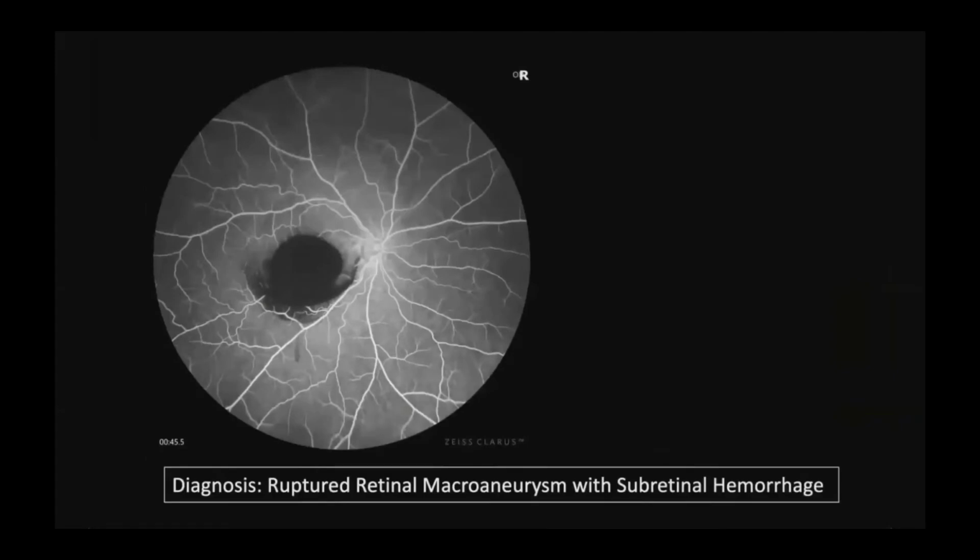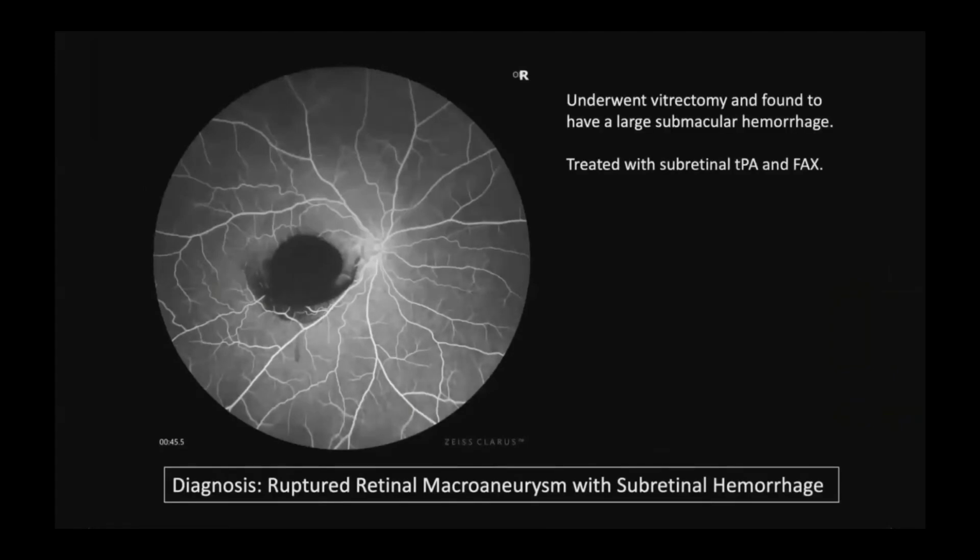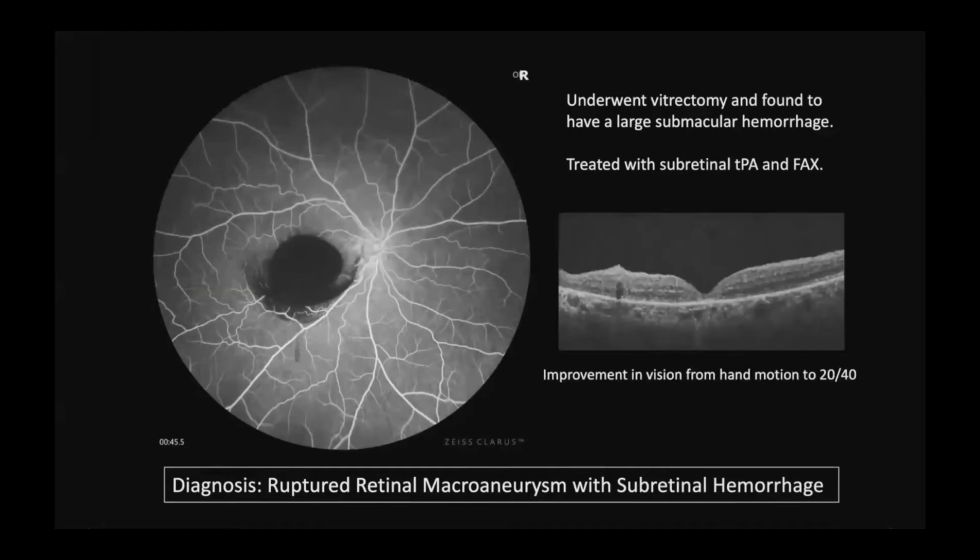So this is a ruptured retinal macroaneurysm with subretinal hemorrhage. The patient underwent vitrectomy and was found to in fact have a relatively large submacular hemorrhage affecting the fovea, and so she was treated with subretinal TPA and a fluid air exchange. You can see here improvement in vision from hand motion to 20/40 with some areas of atrophy secondary to that subretinal bleeding.